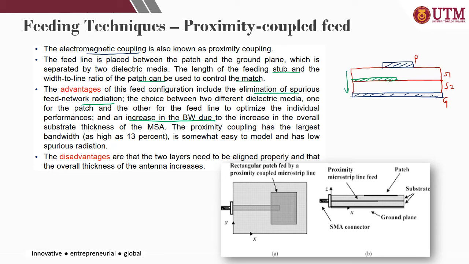So now it is at least double the thickness of the substrate, and it has larger bandwidth, as high as 13%, compared to other methods which only produce below 5% bandwidth. It is also easy to model and has low spurious radiation. However, the drawbacks of this technique are that the two layers need to be aligned properly, and it increases the thickness of the overall structure, and this may also cause a difficult fabrication process.